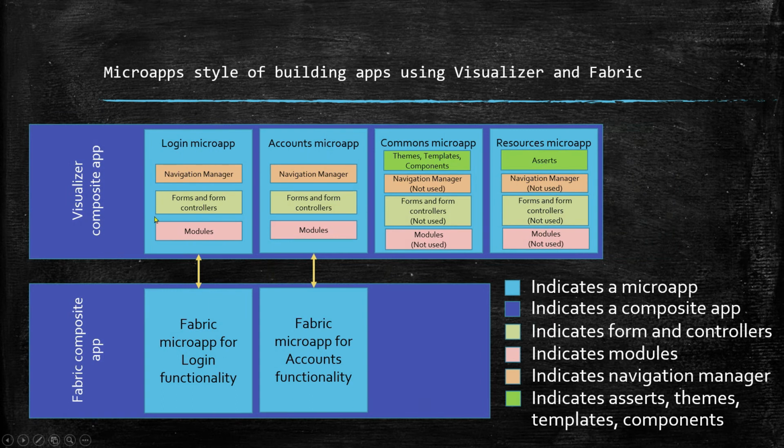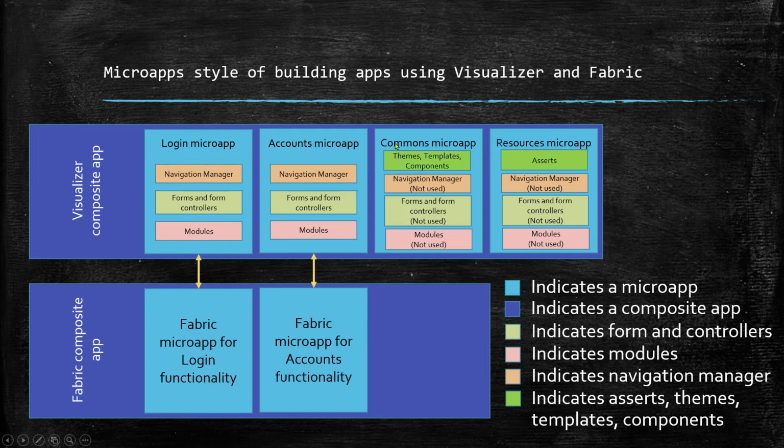So each individual micro app, as you can see here, the login micro app and accounts micro app, will have the forms and form controllers and the JS modules related to the specific functionality that we want to achieve as part of that micro app. And here the commons micro app will have the themes, templates, components that are required by other micro apps, as they might use the common themes, the common templates and components from one single place.